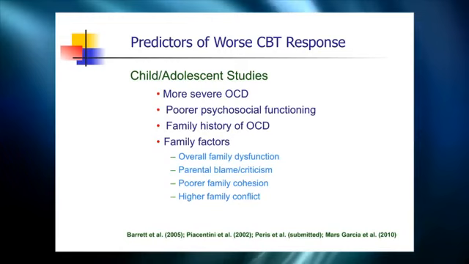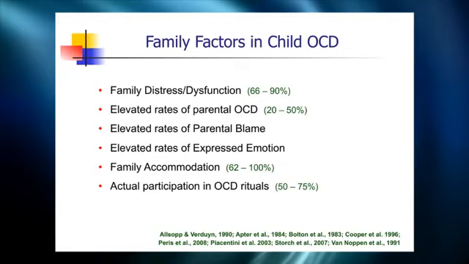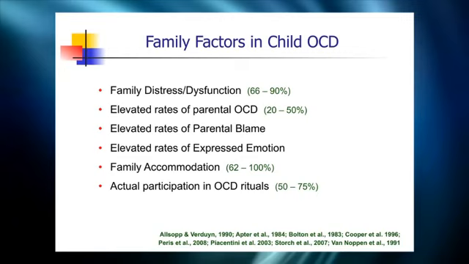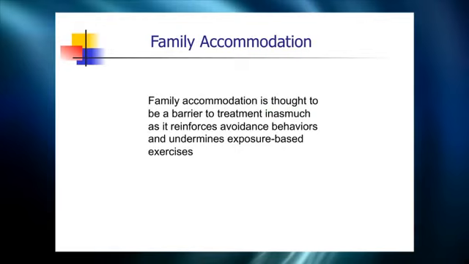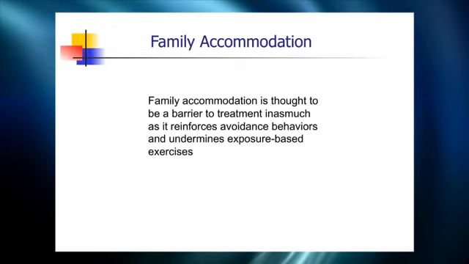So finally, environment may be an important intervention target. We've looked at things like elevated distress or dysfunction, parental OCD, parental blame, blaming the child for the OCD, expressed emotion, family accommodation, and participation in rituals, all quite common in families of kids with OCD. Family accommodation is the extent to which parents give in to the OCD, participate in the rituals, or change the family routine to accommodate the OCD. It is a significant barrier to treatment response because it reinforces the avoidance behaviors of the child and undermines exposure.